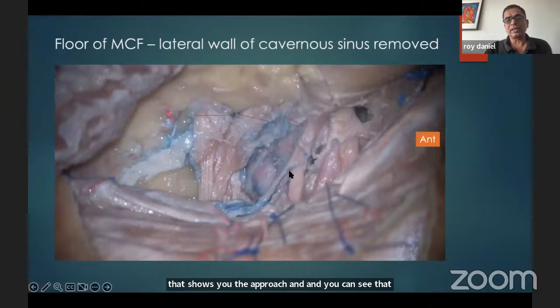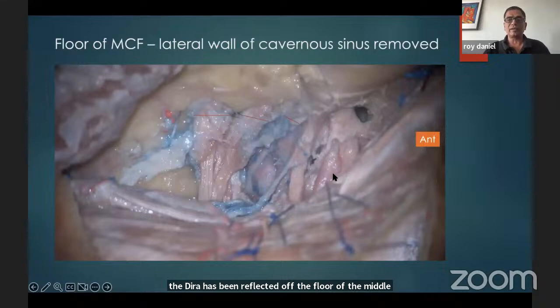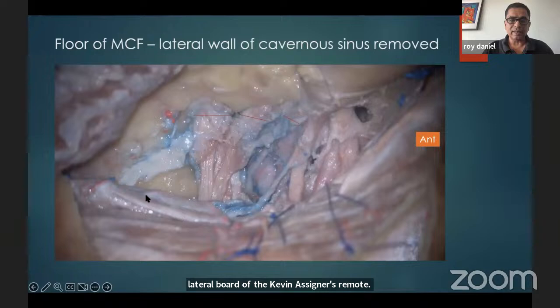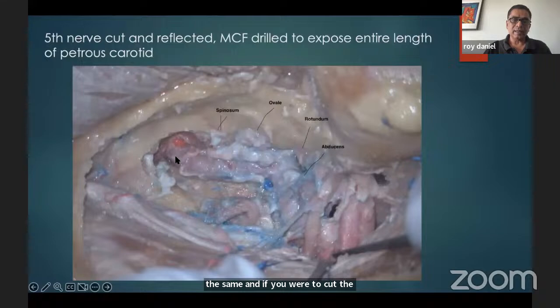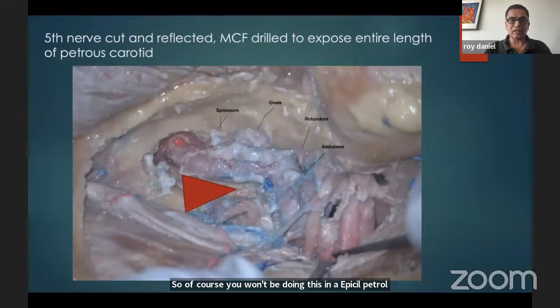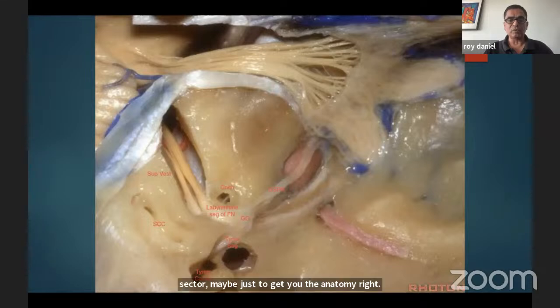And here, this picture also shows you the lateral wall of the cavernous sinus removed. But your petrous apex would be somewhere in this region, and that's just to give you an orientation. If you were to cut the trigeminal root and pull it back, you can see the whole carotid in the petrous. Of course, you won't be doing this in an apical petrosectomy, but just to give you the anatomy right. That triangle shows the area of the bone that needs to be removed.